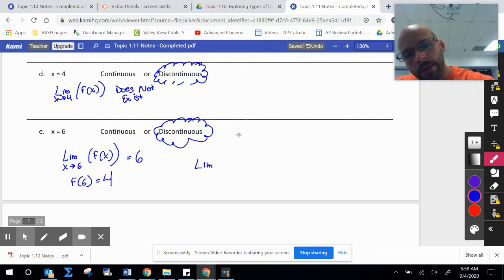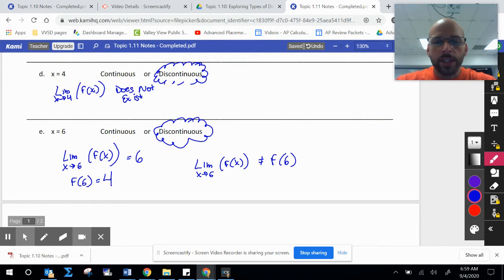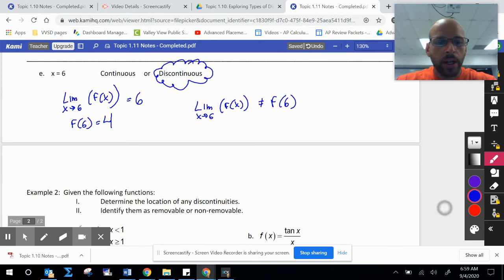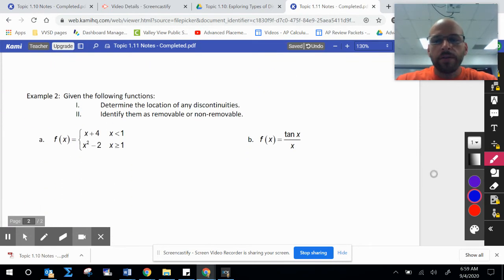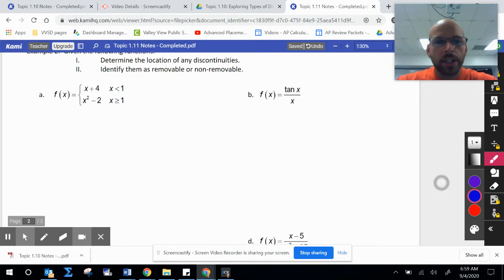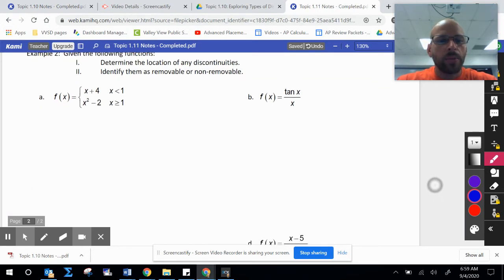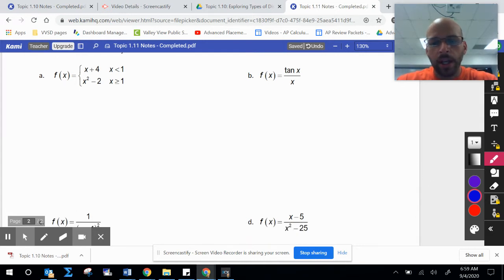So we can say the limit as x approaches 6 of f of x does not equal f of 6. Therefore, we know it's discontinuous. Okay. So now I have a series of not graphical but algebraic representations, right? Can we determine if there's any discontinuities, and we want to identify what type they are, right?